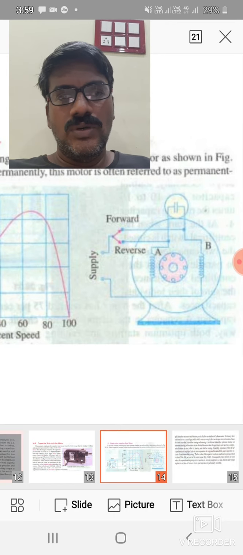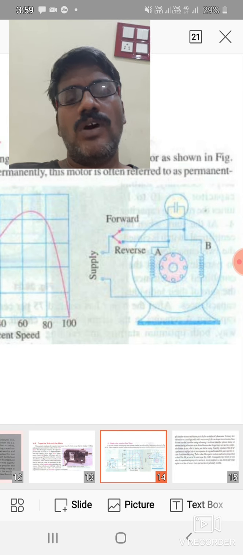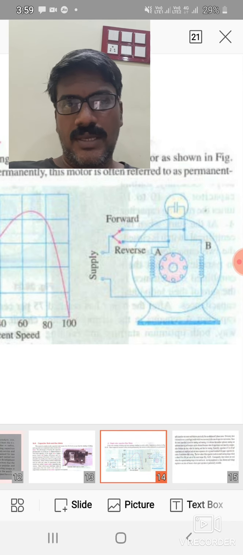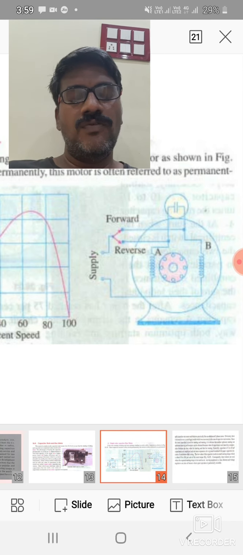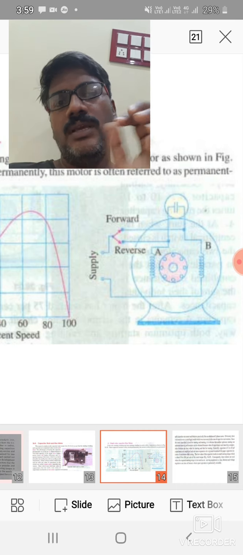Right, so here observe the switching mechanism for forward and reverse rotation of the single phase capacitor start, capacitor run motor here.